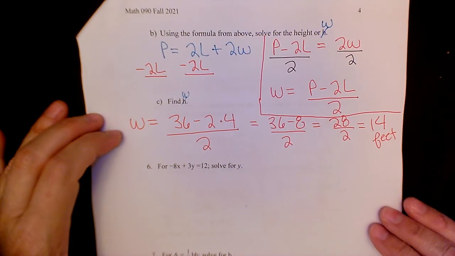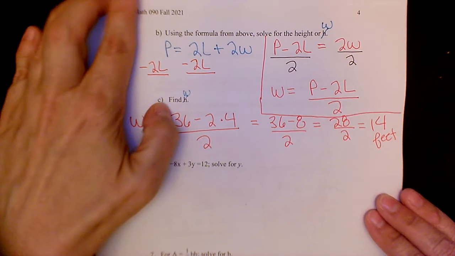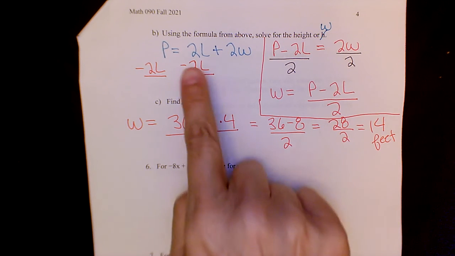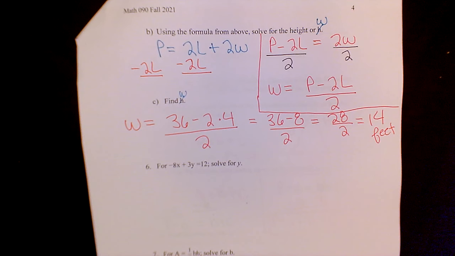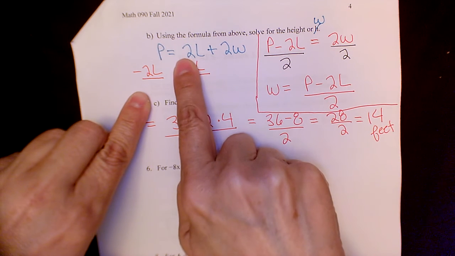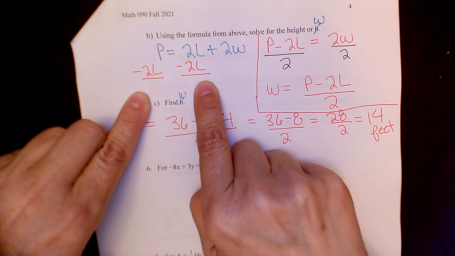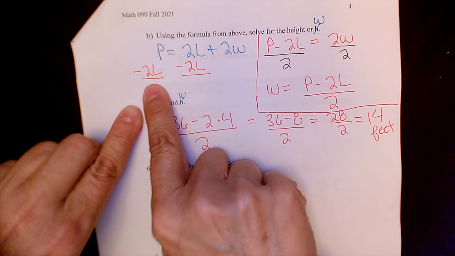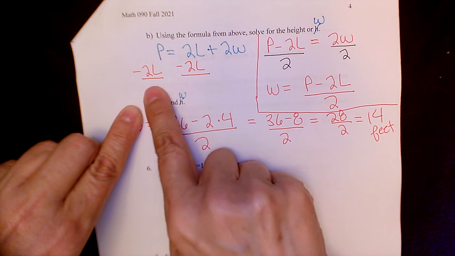So for part B, I just made the height a W instead of an H. Here's my formula from my formula sheet. I need to solve for W, so I need W on one side and everything else on the other. So we're really adding 2L to each side, so I want to do the opposite of that, and I'm going to subtract 2L from both sides, subtracting here and here.